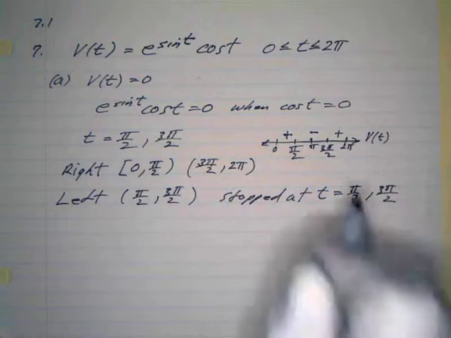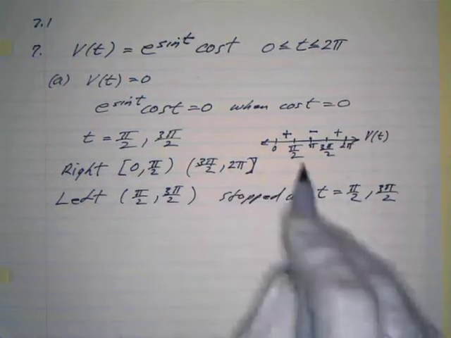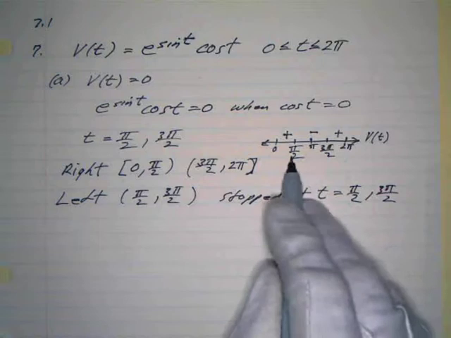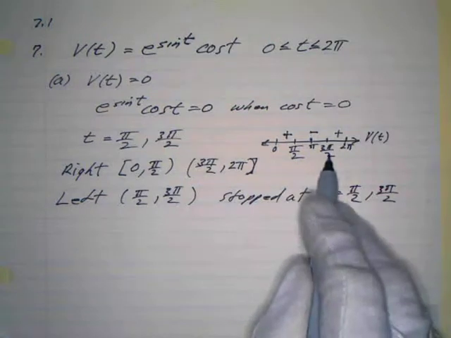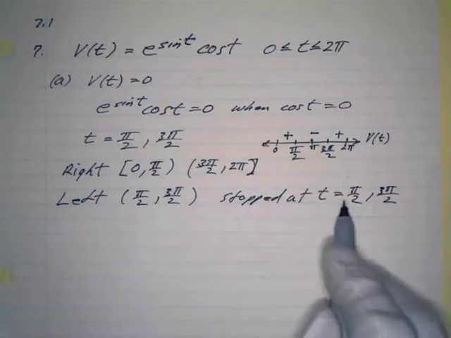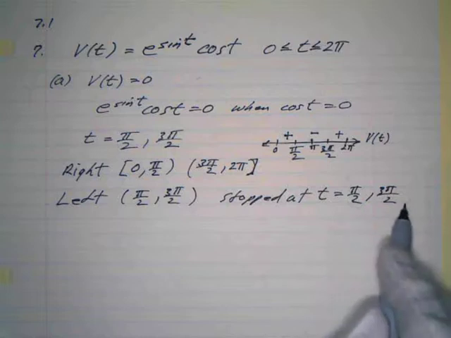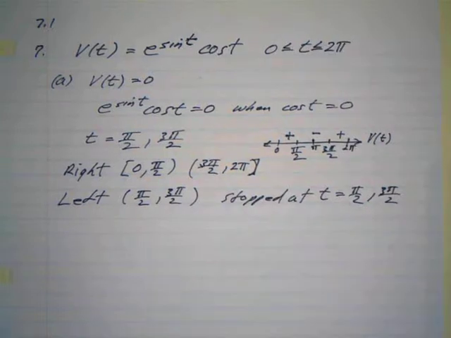And these are open. This actually should be closed here. Sorry about that. And I'm going left when it's negative from pi over 2 to 3 pi over 2. And it stopped again when t is pi over 2 and 3 pi over 2. So that was the A part. Okay, I wrote that down to save a little bit of time.